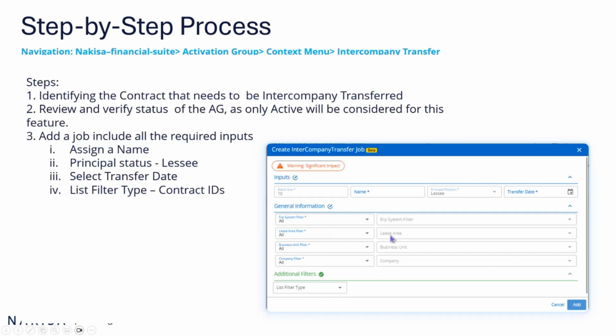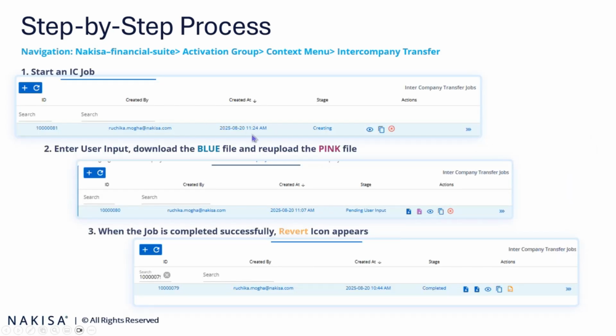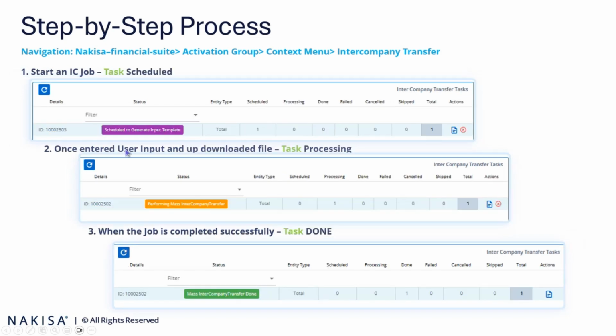So once you click add, the system will first start generating the schedule and will provide you a schedule generate input template file. This is the first task schedule you will see on the right side of the window. Once the user has entered the input and uploaded the file, the downloaded file with all the new information that you want to transfer will change to mass intercompany transfer in orange. And once it's successfully completed, on the right column, you will see a mass intercompany transfer done.